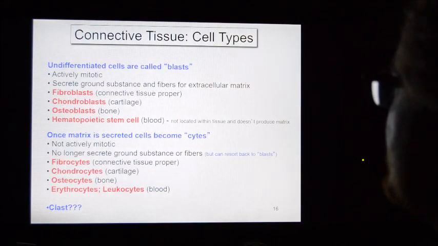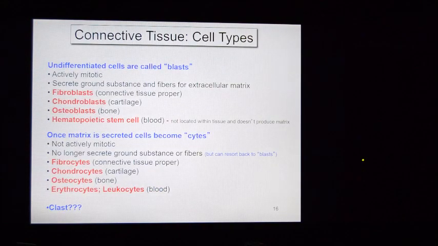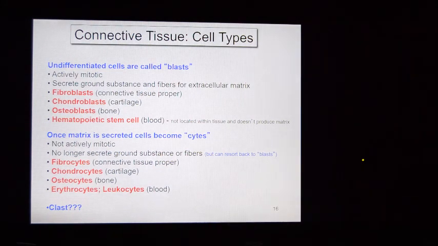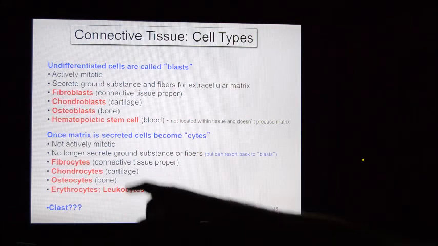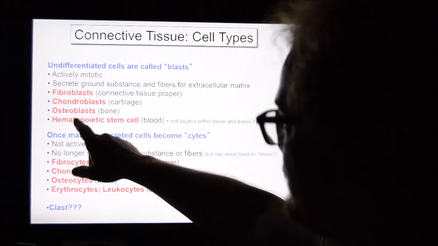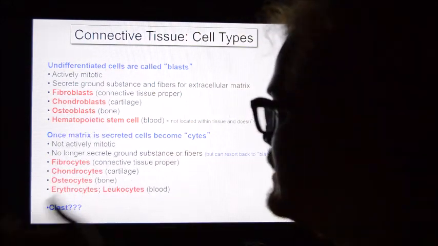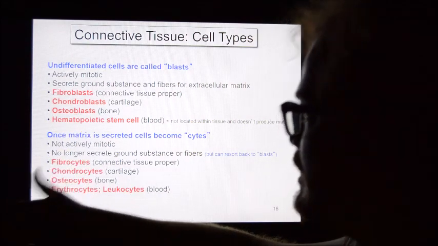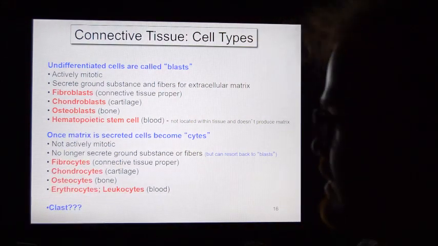Alright, next. Let's see. So, cells in connective tissue. What you need to get your head wrapped around is the terms blast and cyte. What will happen normally is an immature tissue that is growing and developing will have blastic cells that are making whatever that tissue is. For instance, a chondroblast is making cartilage, a fibroblast is making fibers, an osteoblast is making bone, and then we have a little bit of term variation here.